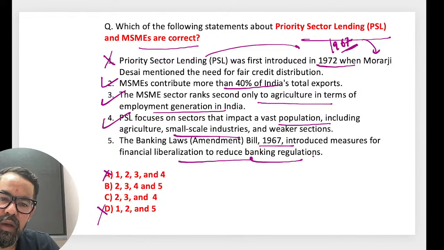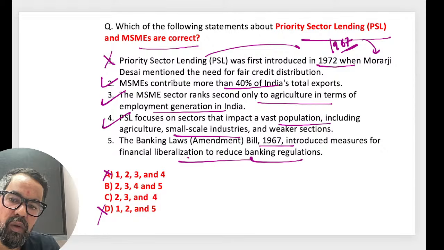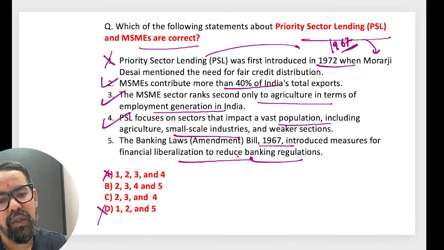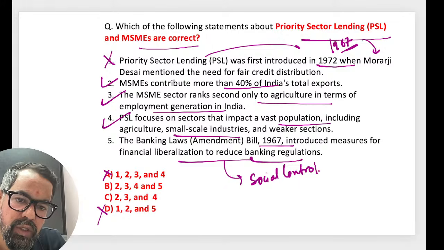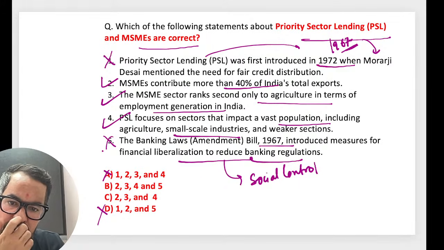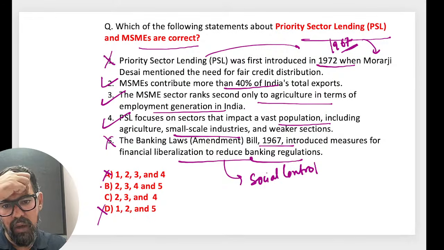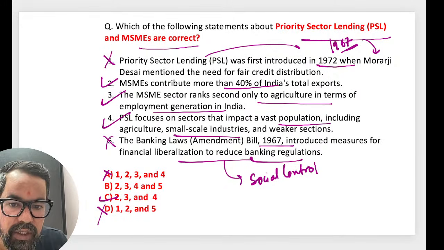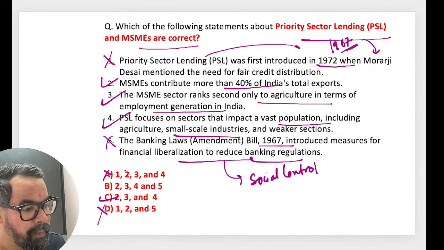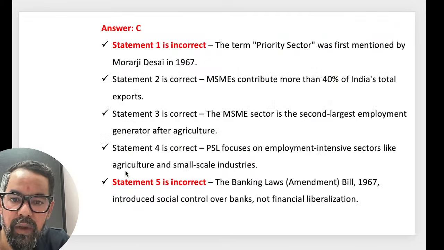It should not be a banking measure for financial liberalization. It should be social, something related to social control, not related to this. It should be social control instead of this. This is also wrong. So if we go by elimination, 2, 3, 4, okay, option C will be the right answer for this one. Correct. Yes, it was a little confusing, without any doubt.